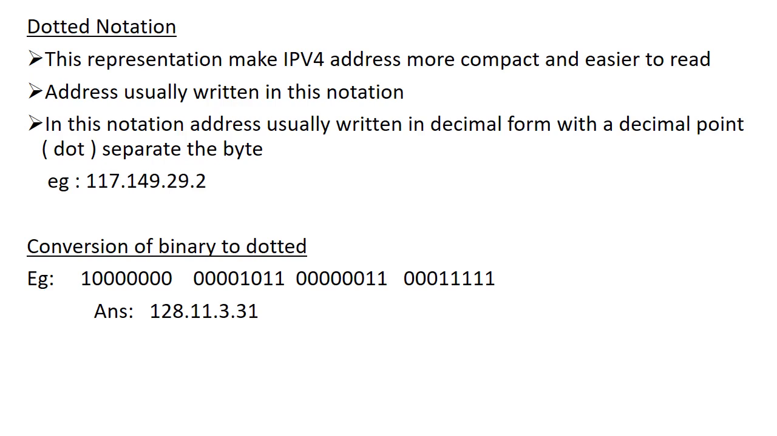For example, 117.149.29.2. Rather than the binary representation, the dotted notation of the IP address will be easier. So from the exam point of view, you can expect a question on the conversion of a binary IP address into dotted notation. For example, we can consider the following example.